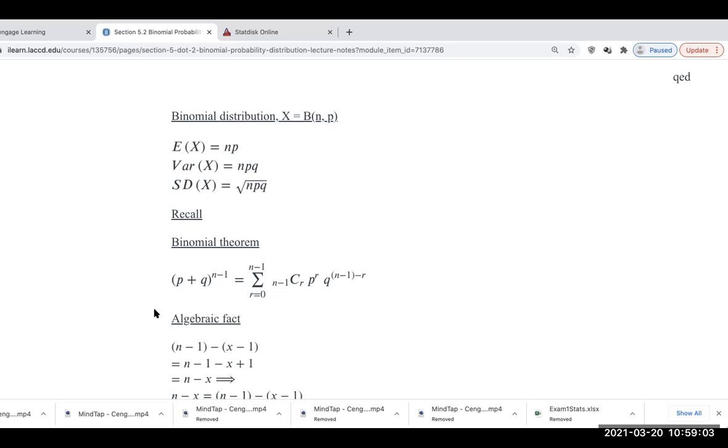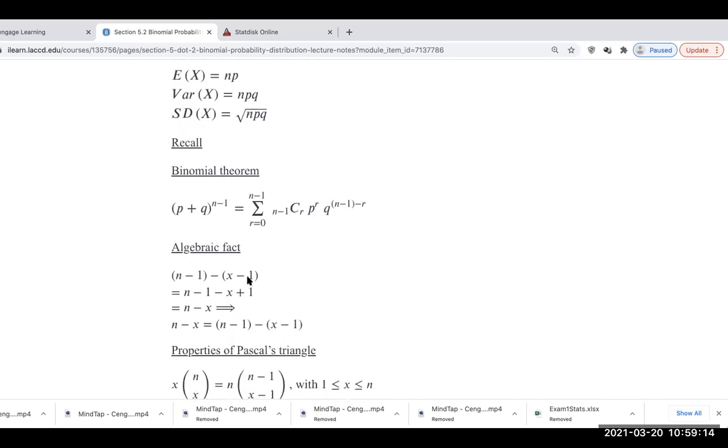Let me note that differences are translation invariant. So subtraction is translation invariant. So n minus 1 minus (x minus 1), let me distribute the minus sign inside the parentheses. So minus x plus 1. The ones cancel, so you get n minus x. So this says that n minus x is equal to n minus 1 minus the quantity x minus 1.